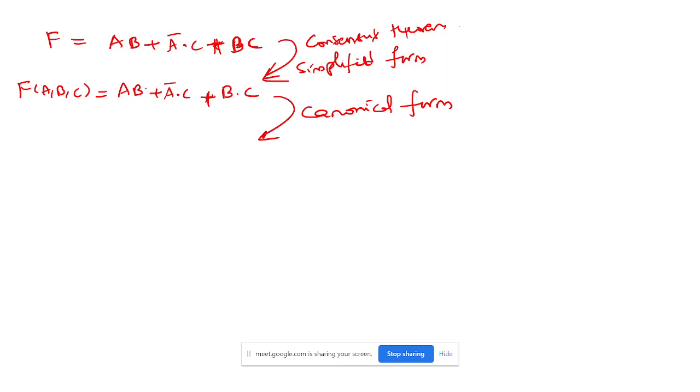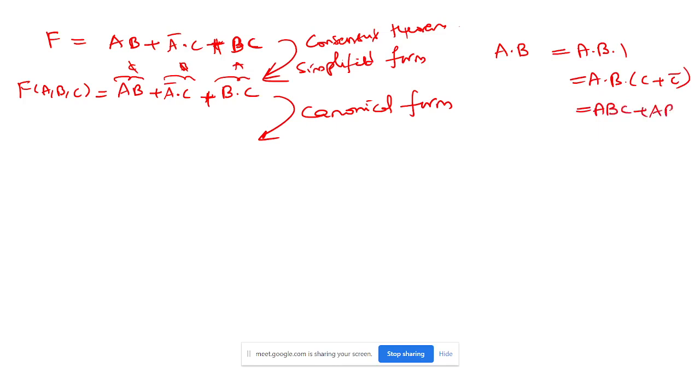Now, to say it is canonical form, in this product, let's say AB, C is missing, right? In this product, B is missing. In this product, A is missing, right? So how to do that? I write AB as AB into 1, and then I can write AB into C plus C bar. That means this is ABC plus ABC bar, right? So I can write ABC plus ABC bar.